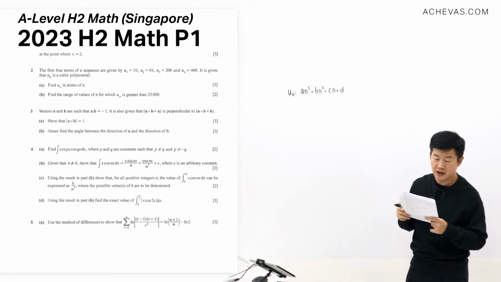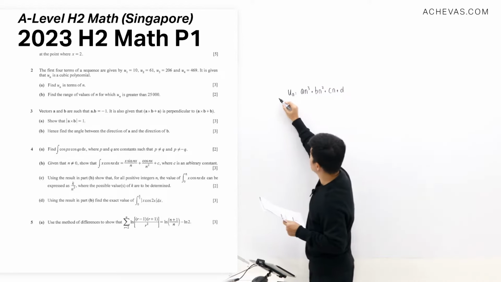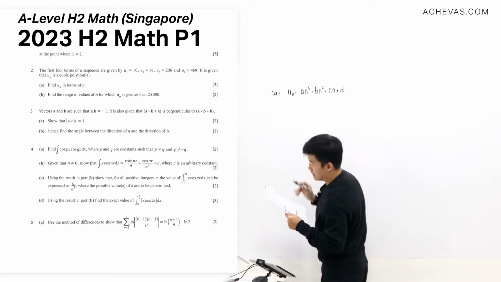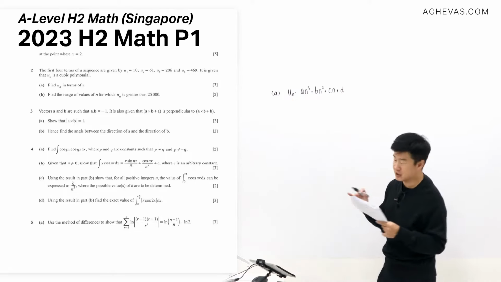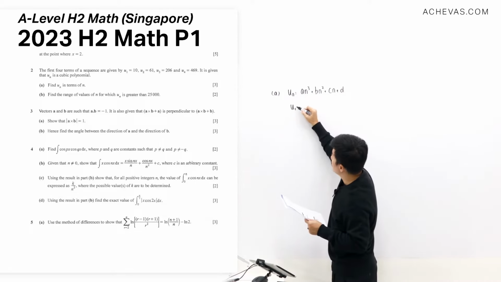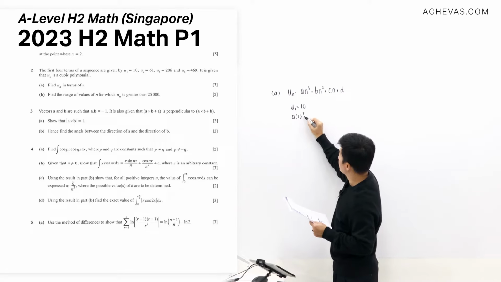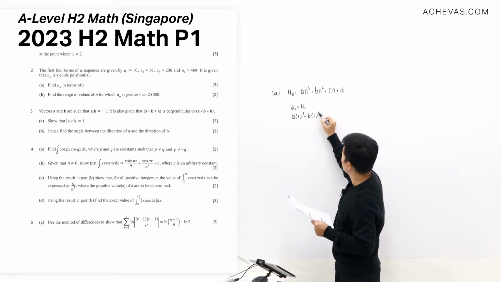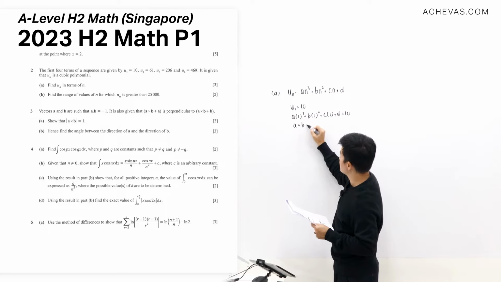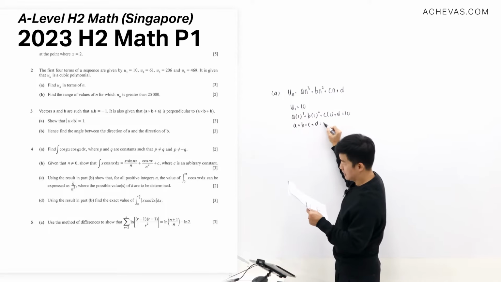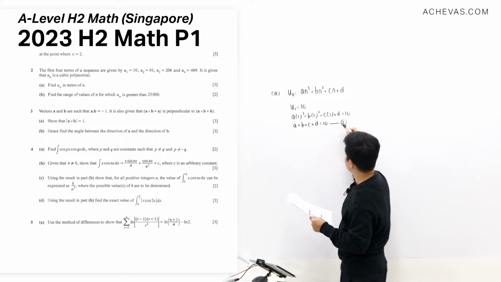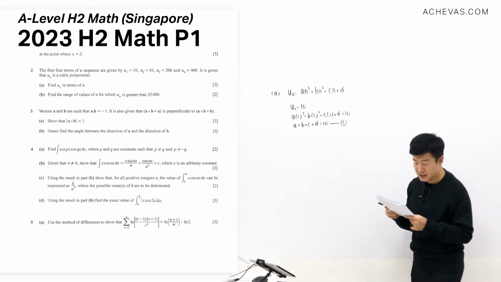We are going to try to find un in part A, where we are given 4 pieces of information. The first one is u1 is equal to 10, which means that we have a times 1 to the power of 3, b times 1 squared, c times 1 plus d. This is equal to 10, so we have a plus b plus c plus d is equal to 10. This forms for us our first equation.